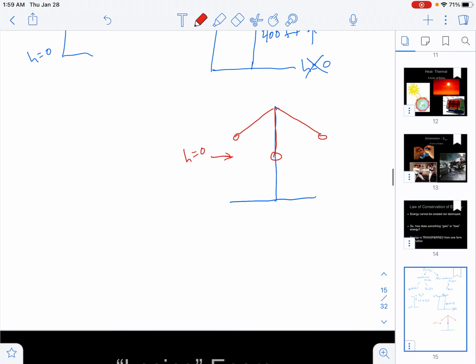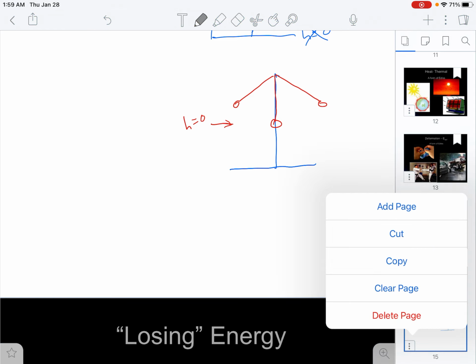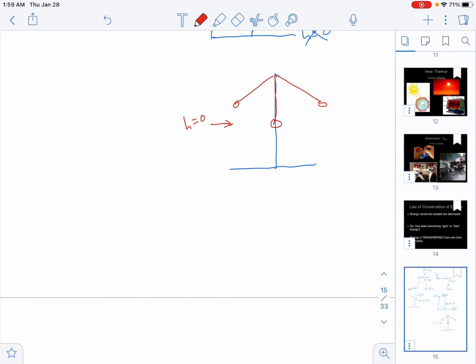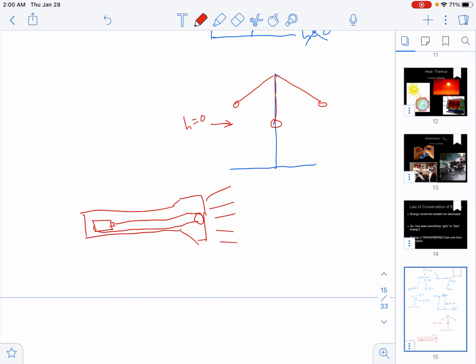But let's go back to some of that energy transfer. We're going to add a page here. Let's go back to some of those ideas of an energy transfer. Take for example, turning on a flashlight. This is my very bad flashlight. In the flashlight, there's a battery. The battery has some wires, and it connects to the bulb, and we get light that comes out of it.